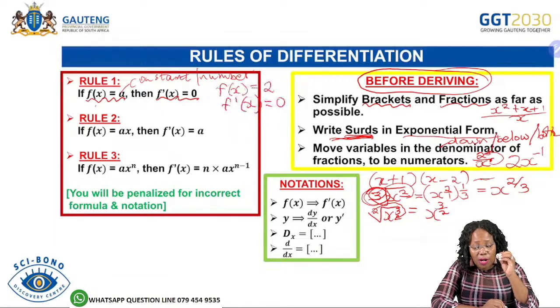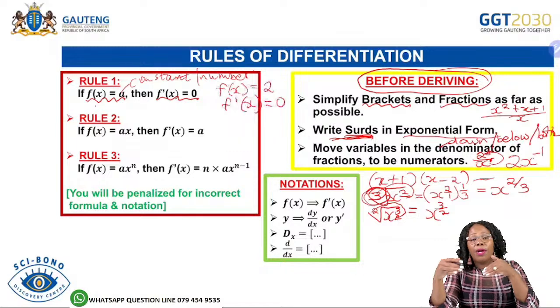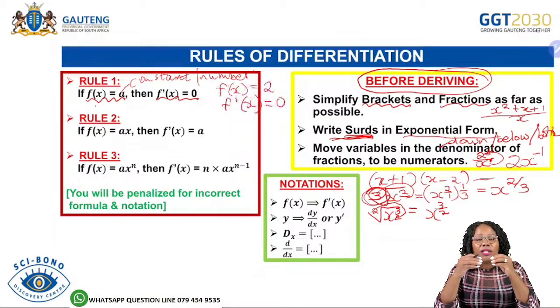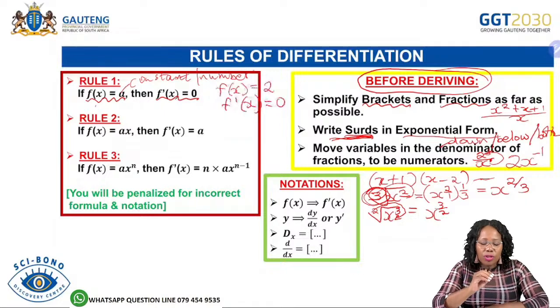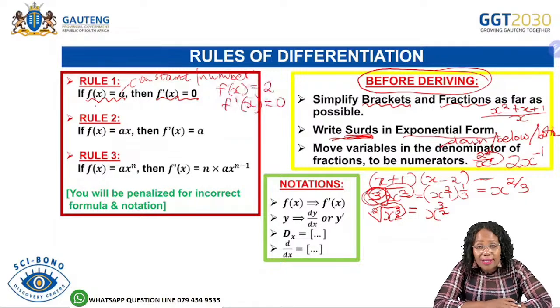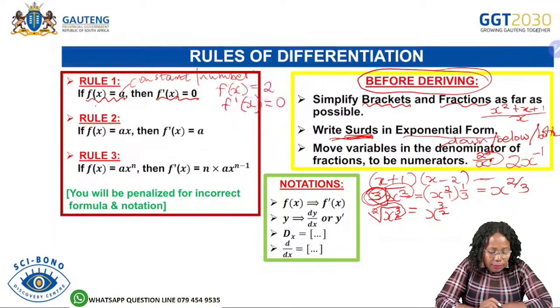Can you see that, grade 12? It is having a relationship with your first principle. But it depends on the question. If it says first principle, you use first principle. If it says rules, you use the rules. You can't decide to use your own way of simplifying.